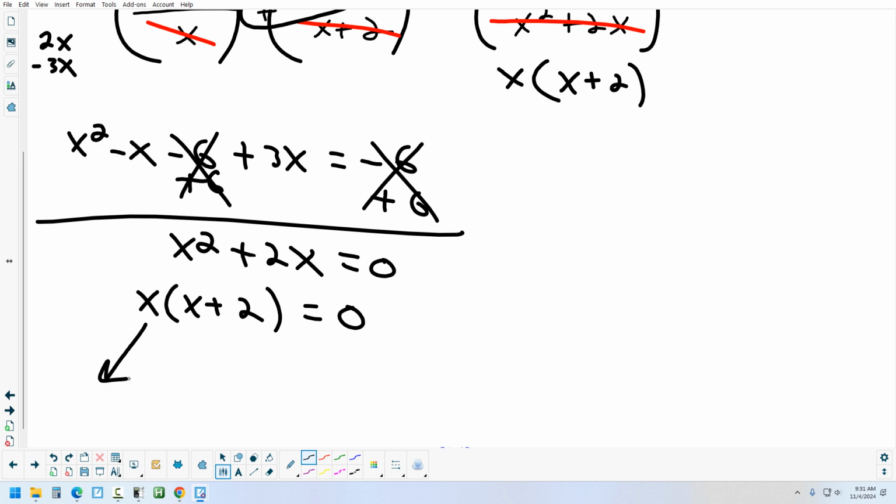What number would make the first factor 0? 0. And what would make the second factor 0? Negative 2.